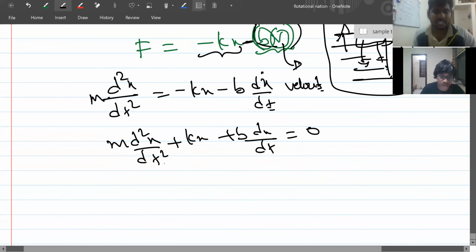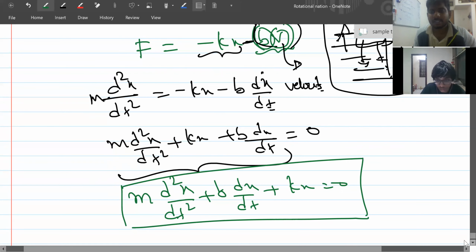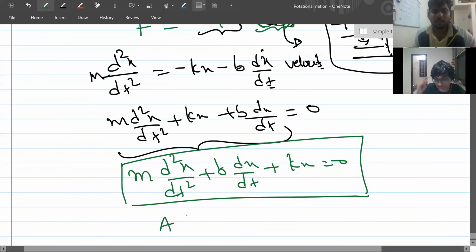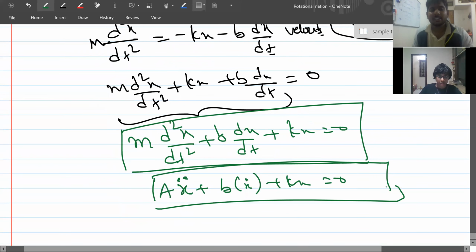In mathematics, you will study solutions to these equations. The equation is m into d2x by dt2 plus b into dx by dt plus kx is equal to 0, right? Yes, sir. In mathematics, you will study it like this: m into x double dot, that is the double differentiation of x with respect to time, plus b into x dot plus k into x is equal to 0. This is the equation, okay? Yes, sir. For this differential equation, I'm writing the solution directly.